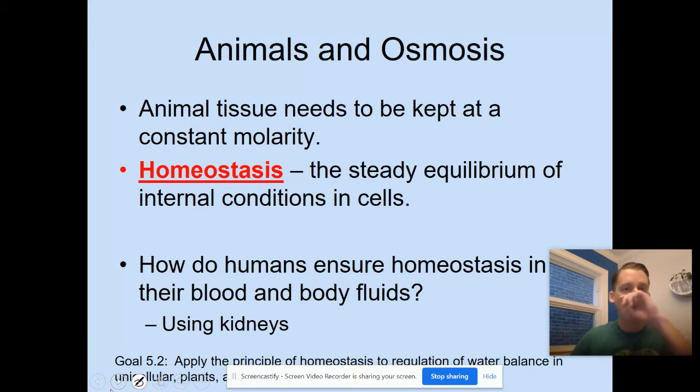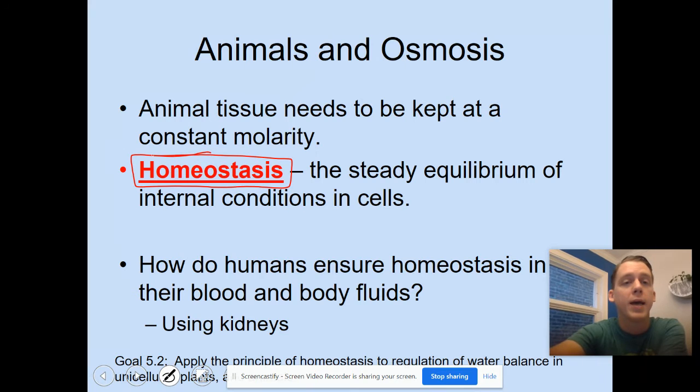So what does this mean? Well, it means that our body needs to keep our cells and the liquid outside of our cells at a constant molarity. The same amount of sugar, the same amount of salt. We don't want that varying too much. So this term here, homeostasis, an important term for all of biology. Remember this term. This is the steady equilibrium of internal conditions in the cells. It's the idea that your cells like to be at the same level all the time.